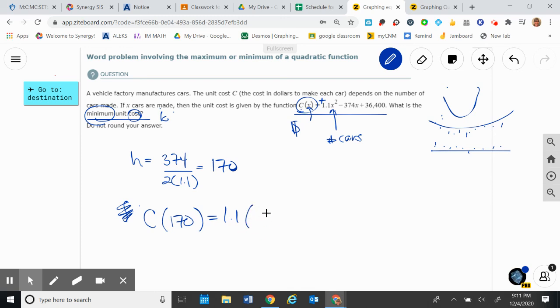Seems like very few cars. I don't know. What kind of cars are we making here? This doesn't make any sense at all. I want to know what kind of car. What manufacturer?